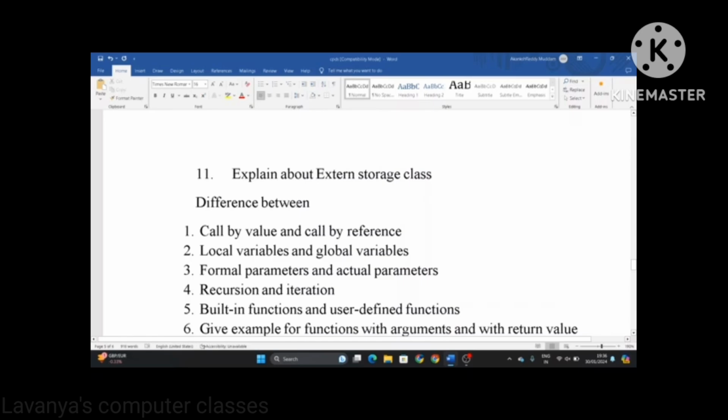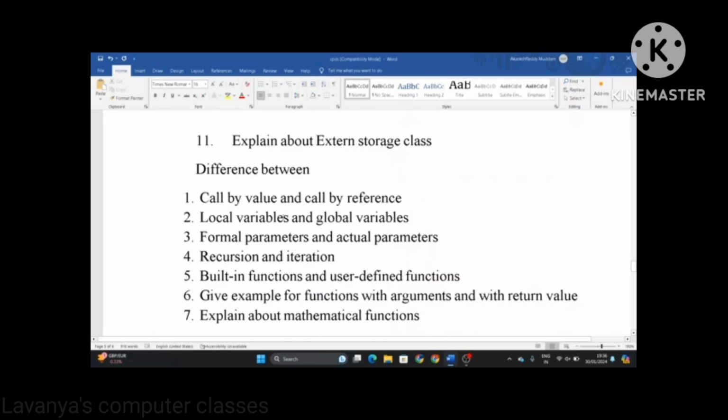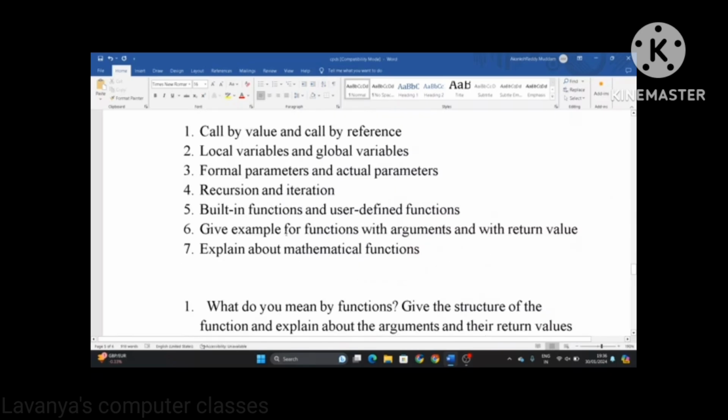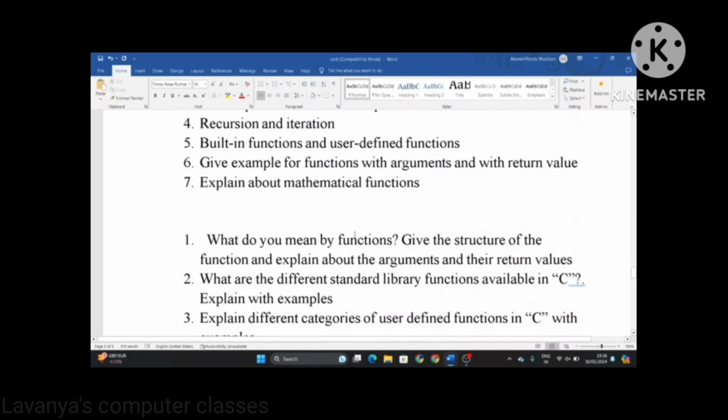Difference between call by value and call by reference. Difference between local variables and global variables. Difference between formal parameters and actual parameters. Difference between recursion and iteration. Or give some examples for built-in functions. Or what is user-defined functions. Next, give example for functions with arguments and with return value. Explain about mathematical functions. Okay, these all are the short answer questions.